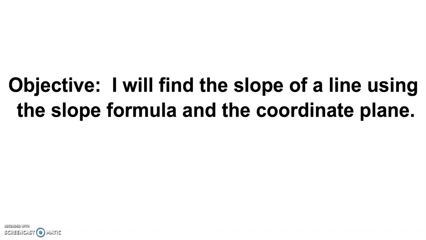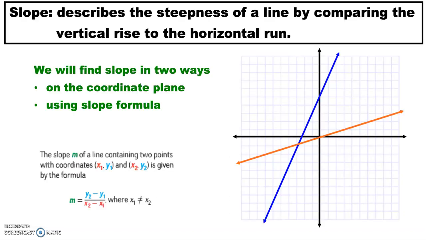In this video, we're going to find the slope of a line using the slope formula and the coordinate plane. So what is slope? Slope describes the steepness of a line by comparing the vertical rise to the horizontal run.